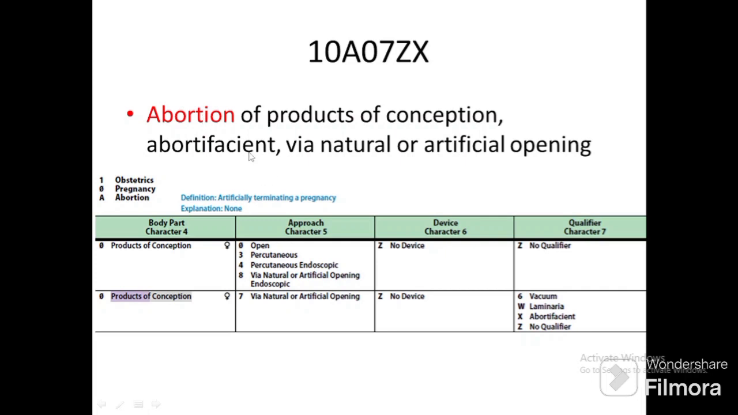Actually that one image was missing here, and under abortion we should use this term abortifacient. So we'll get to the table 10A. So 10A, products of conception by a natural or artificial opening and no device, and C, abortifacient. See, abortifacient. You know?